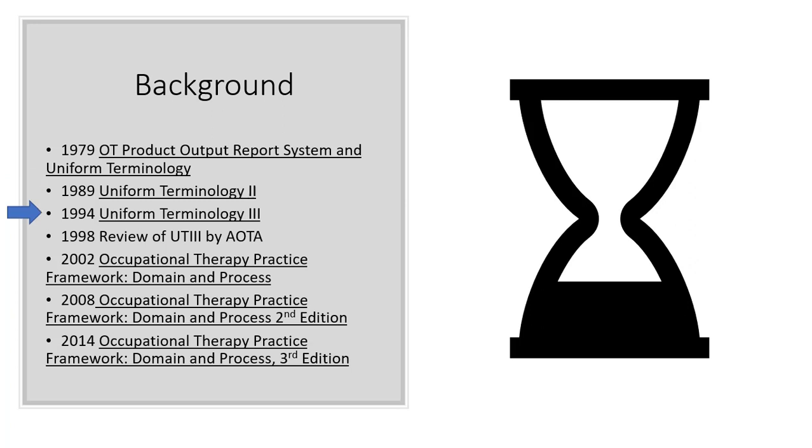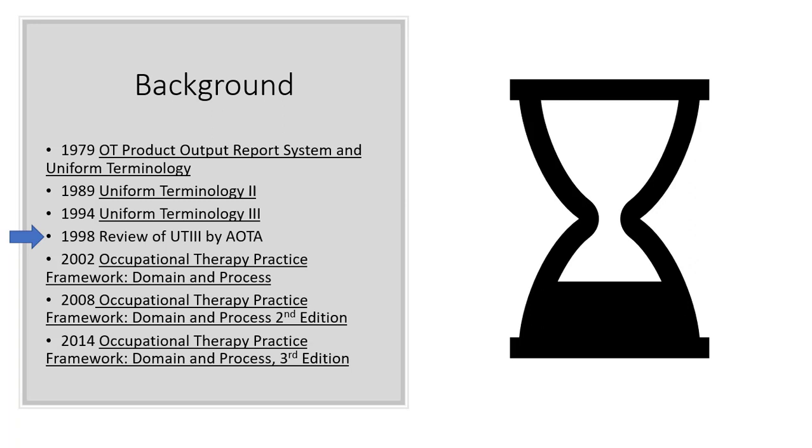Uniform Terminology number 3. Again, an update. This time the context section was added, which gave a fuller dimension and clearer articulation as to how we viewed the person using occupation. It was also updated and expanded to reflect an explanation of the nature of OT.